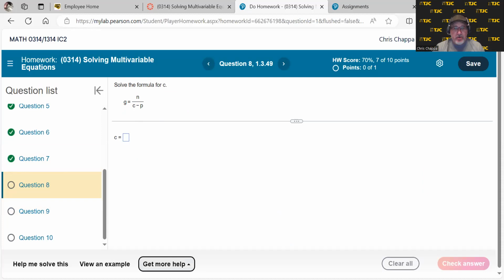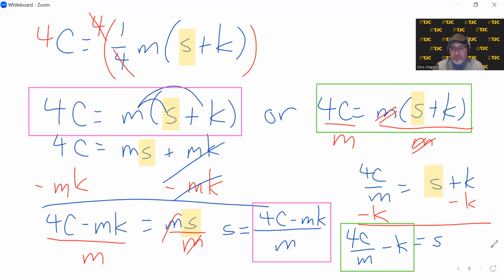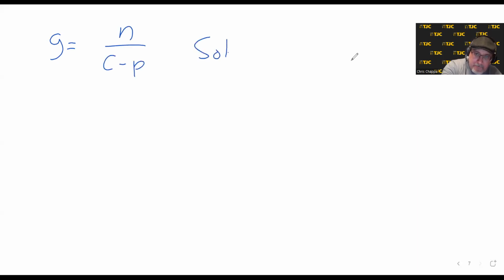G equals n over C minus P, and I'm going to solve for C. This is a pretty tricky one, namely because the thing that we're solving for is currently inside a denominator. And how do we fix that? Well, you're never going to be able to solve for that C as long as it's in the denominator. So somehow we have to get it out of the denominator.